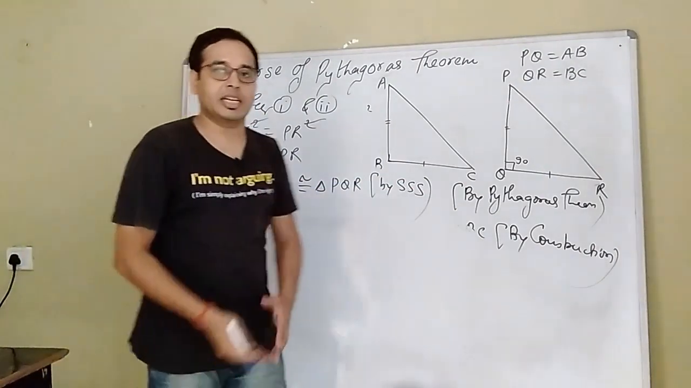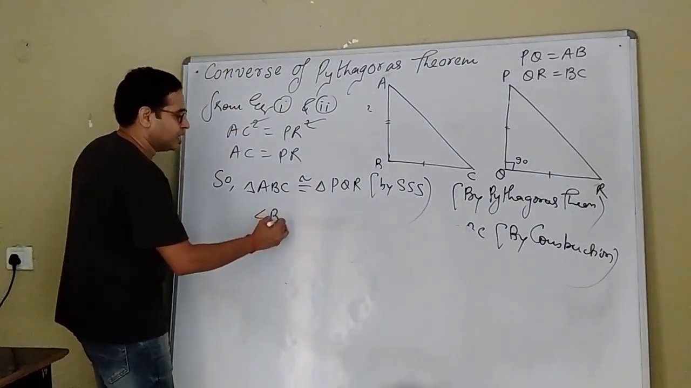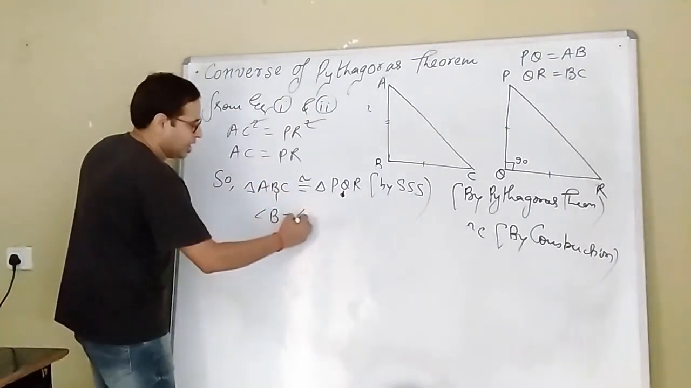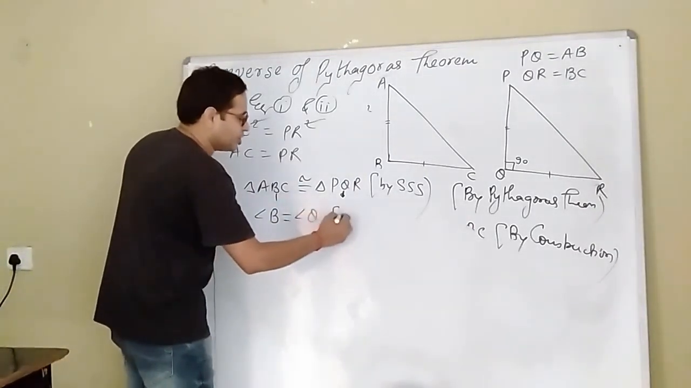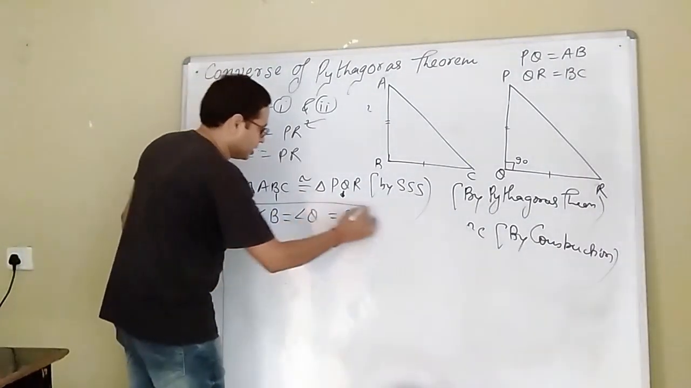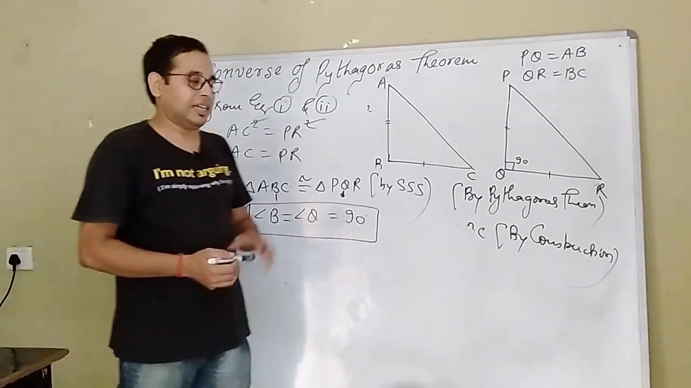And once the triangles are congruent their corresponding parts are equal, that is we can write angle B is equals to angle Q, each 90 degree, दोनों 90 के equal हो गया, ये proof हो गया कि angle B 90। So this was all about converse of Pythagoras theorem.